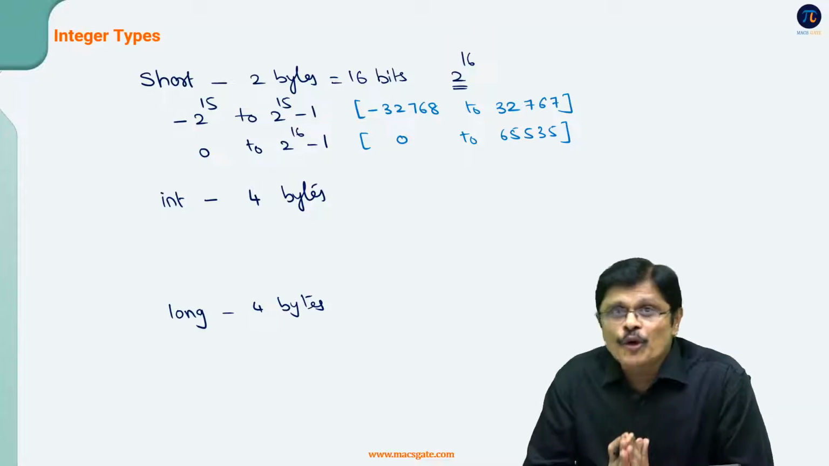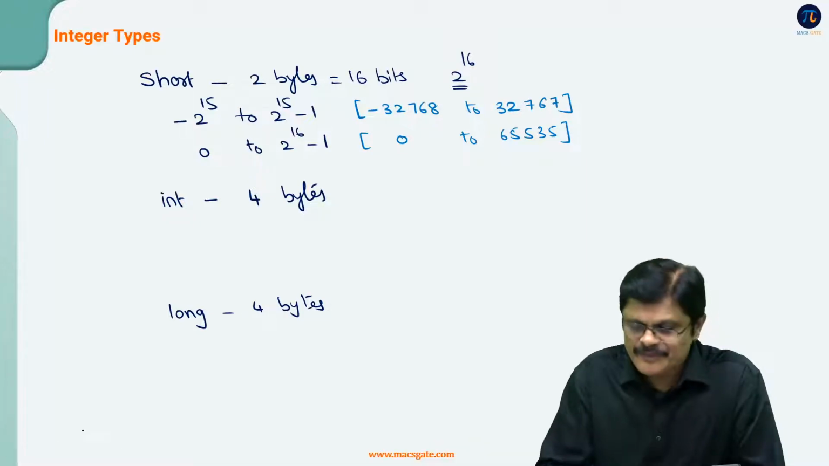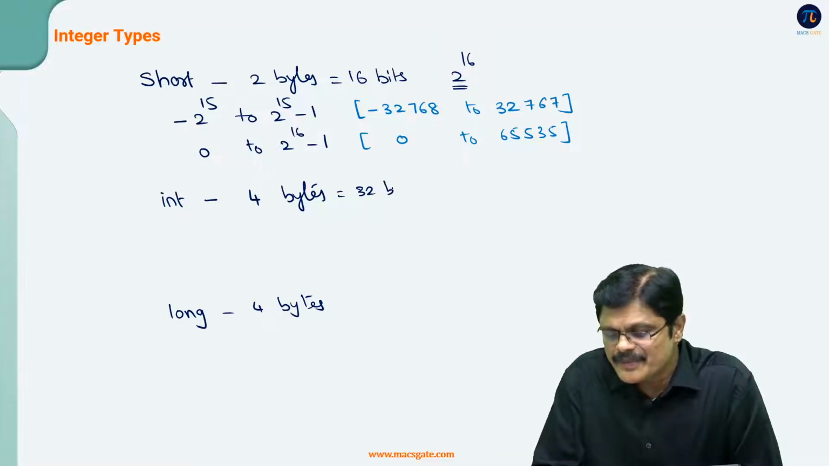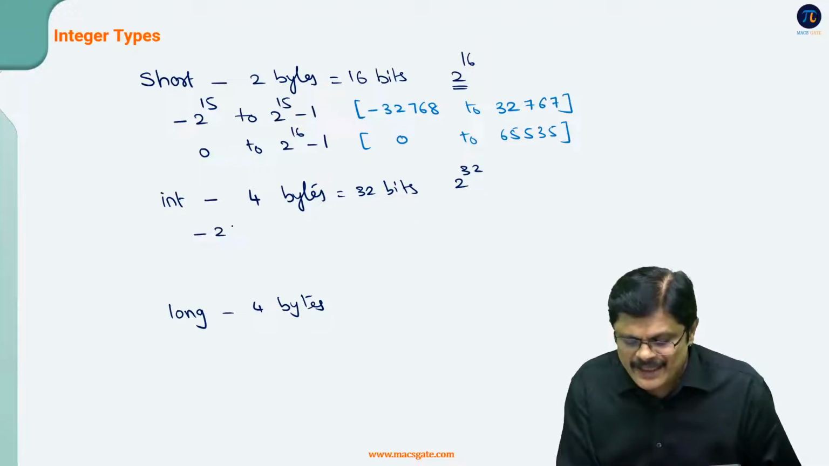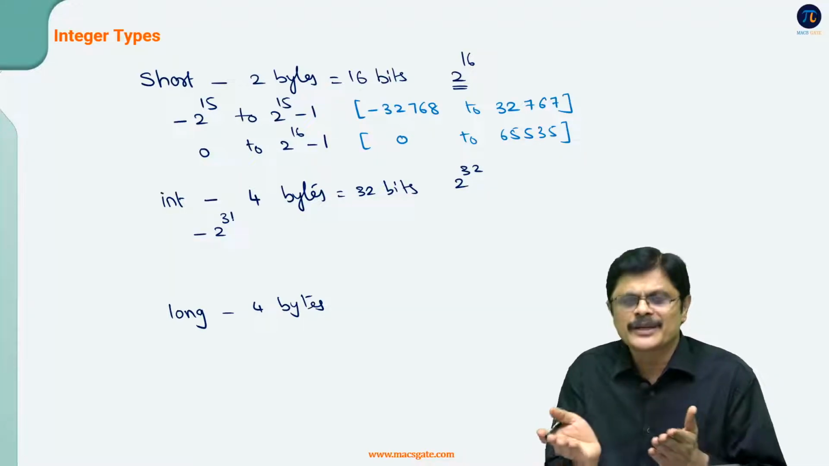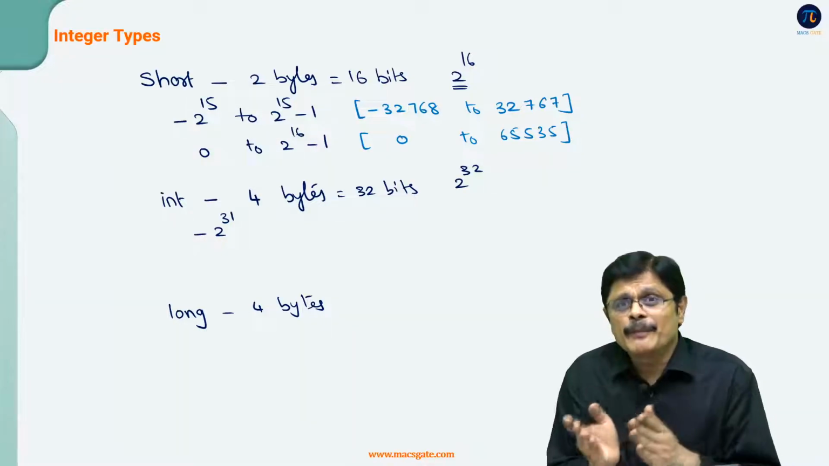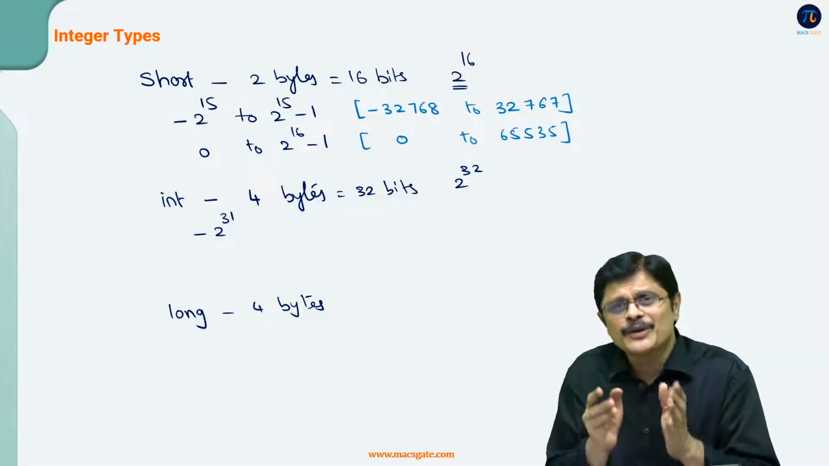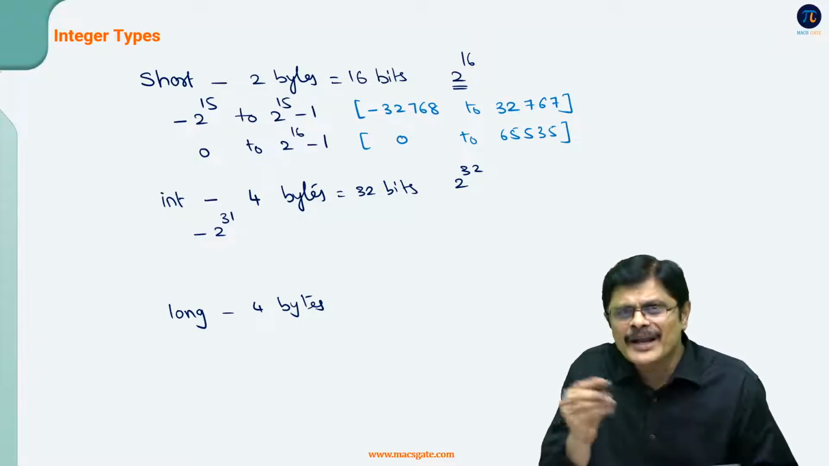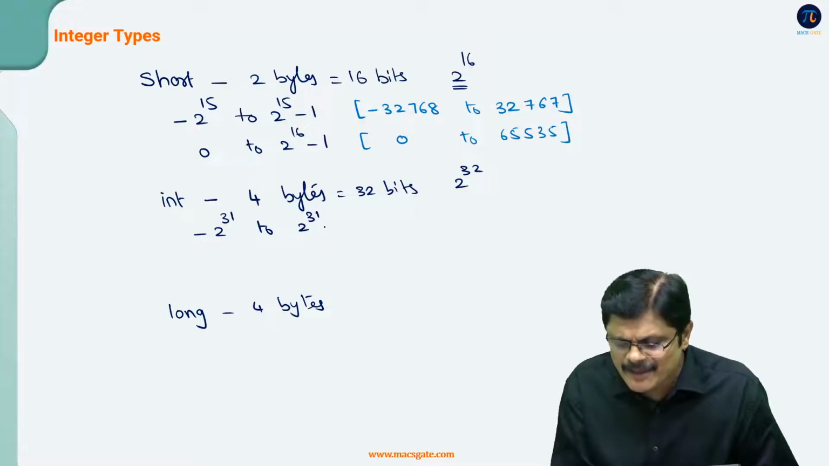And when it is 4 bytes, 4 bytes means 32 bits. You can encode 2 power 32 numbers. But when you go from negative to positive, it varies from minus 2 power 31, that is half of 2 power 32. On the positive side, because 0 also has to be included, but 0 is neither positive nor negative, one number will be less. So, minus 2 power 31 to plus 2 power 31 minus 1.